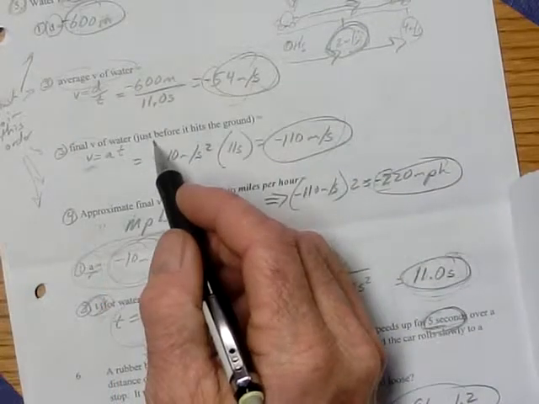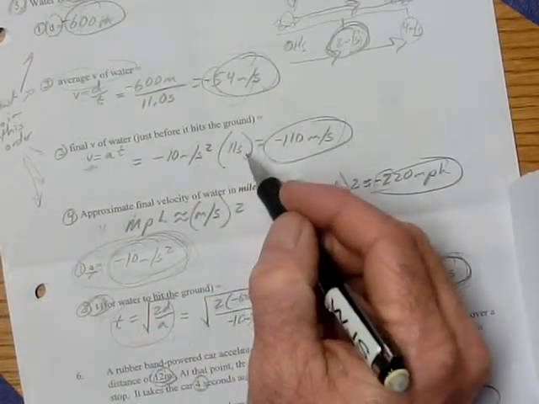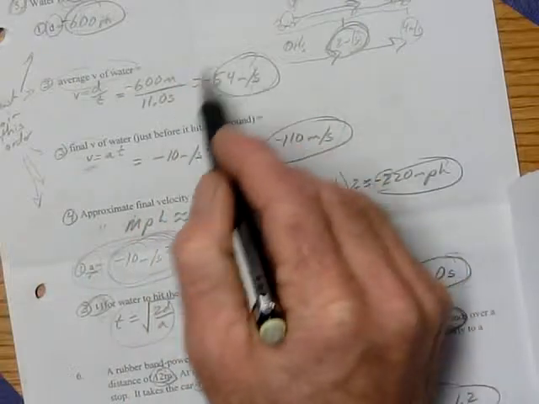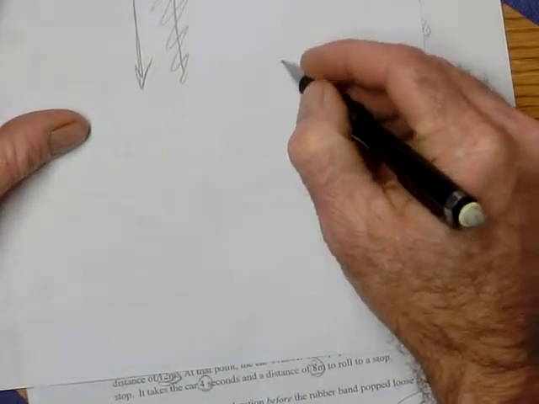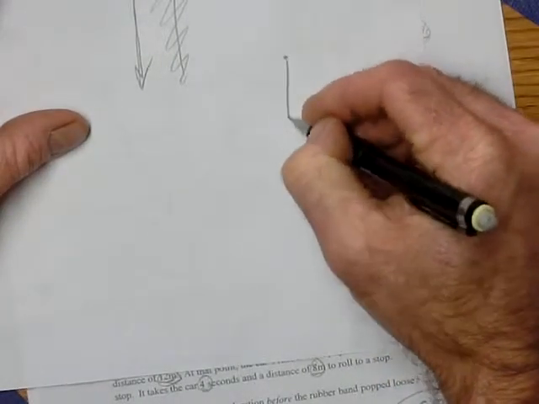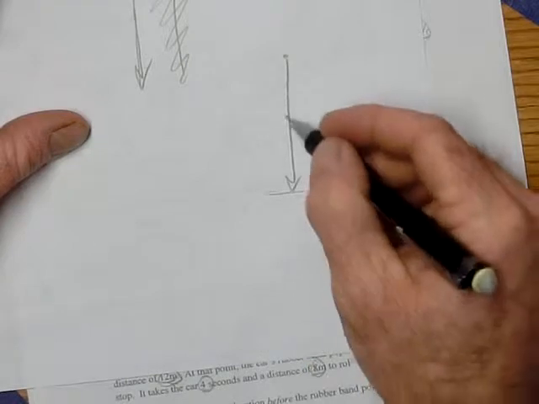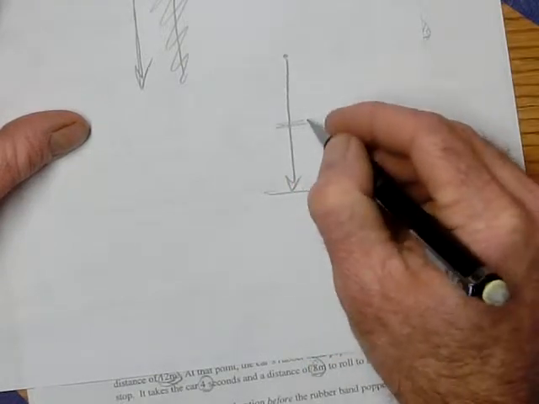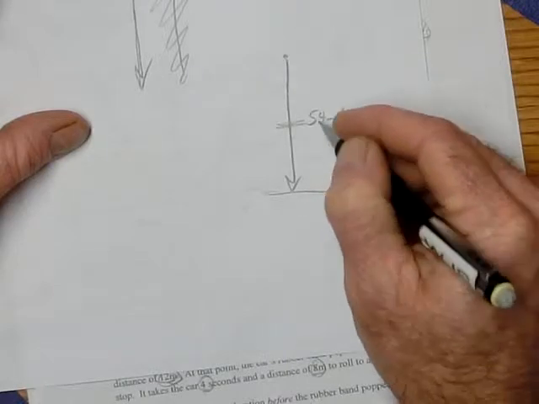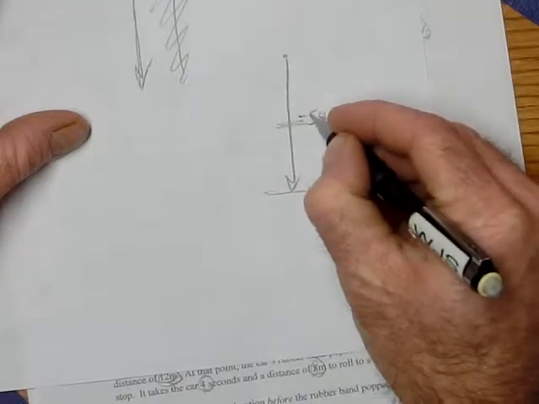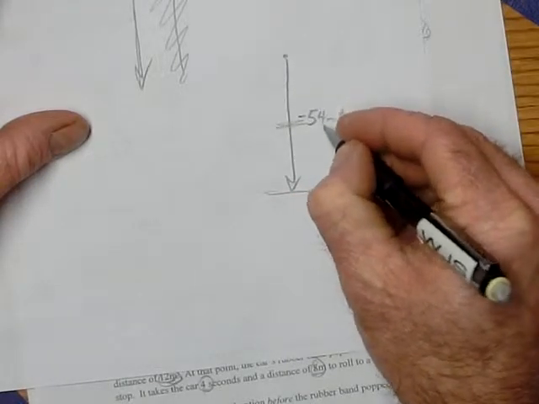Now the final velocity of the water. One easy way to get that, if you have the average velocity, let me draw another picture. The water's dropped from up here, starts to fall. It's going to reach its average velocity about halfway through. So average velocity is 54 meters per second. It's not velocity, that's speed. The velocity is negative because it's going down.